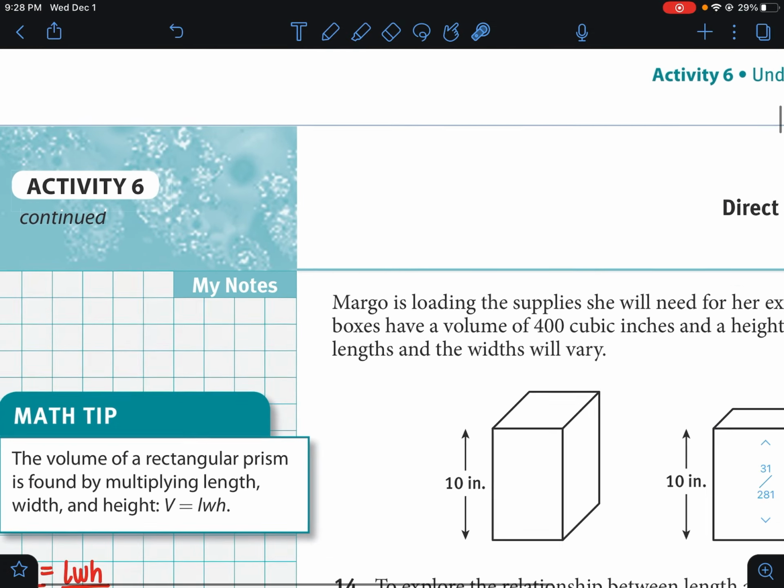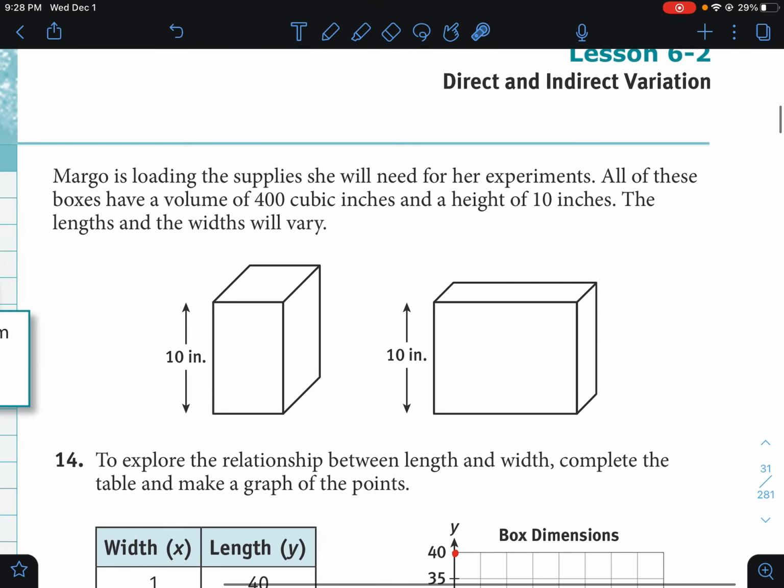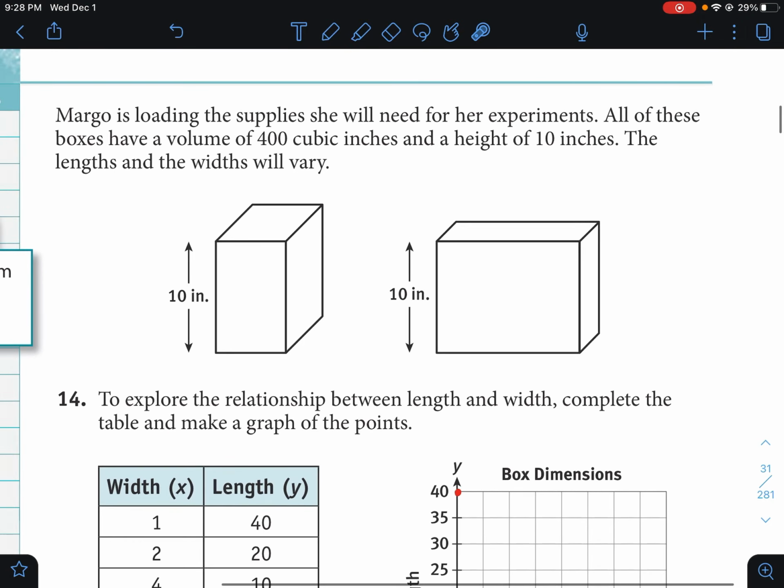All right, now moving on down here. Margot is loading the supplies she'll need for her experiments. All of the boxes have a volume of 400 cubic inches and a height of 10 inches. The lengths and widths will also vary. So we're talking about exploring lengths and widths.